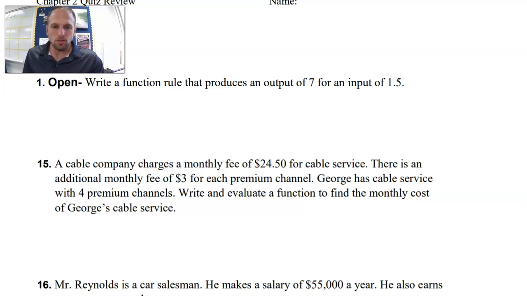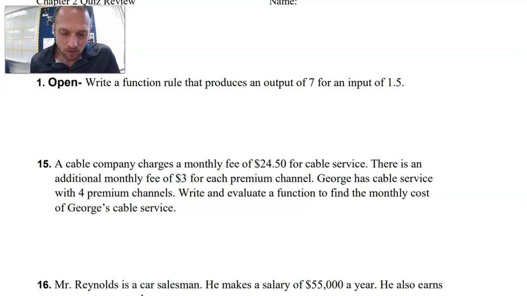Okay, let's go ahead and do this Chapter 2 quiz review. So number 1, write a function rule that produces an output of 7 for an input of 1.5. Now this really is not going to be too bad. We just need an equation. That's really all it's asking us for. And we're going to start with the equation y equals x.